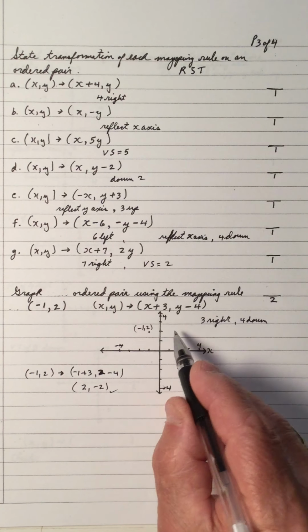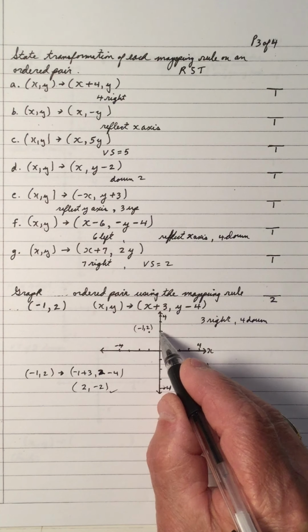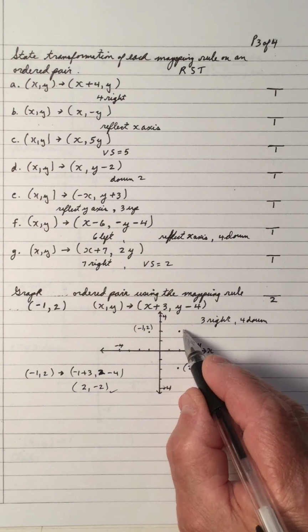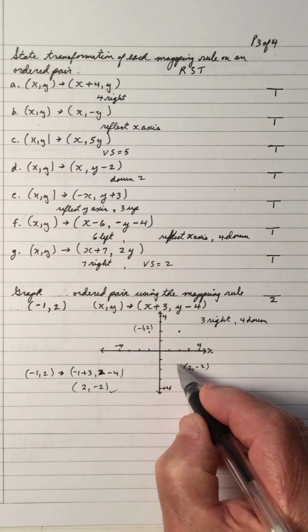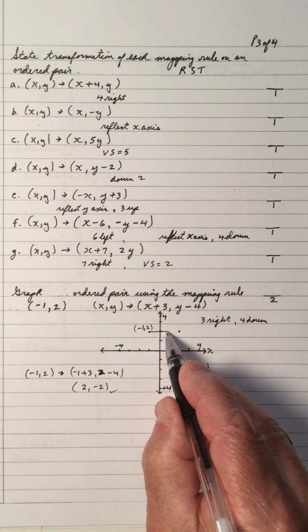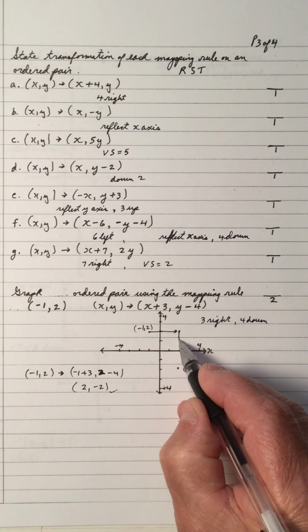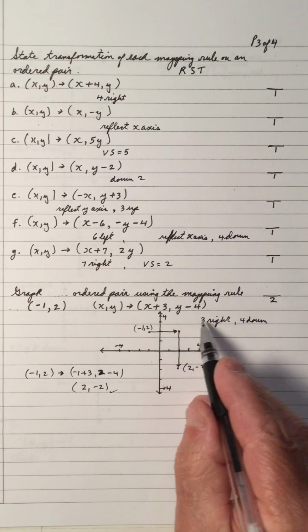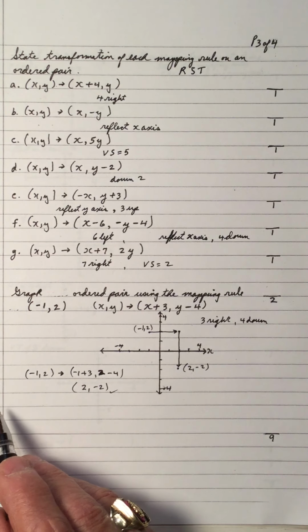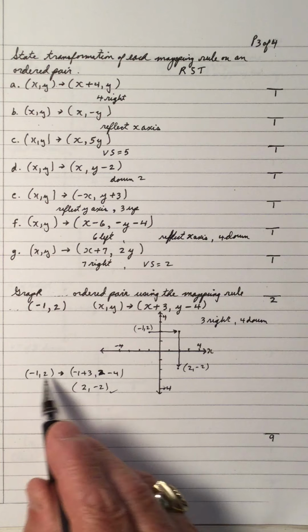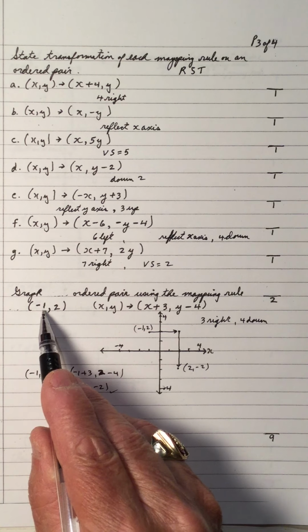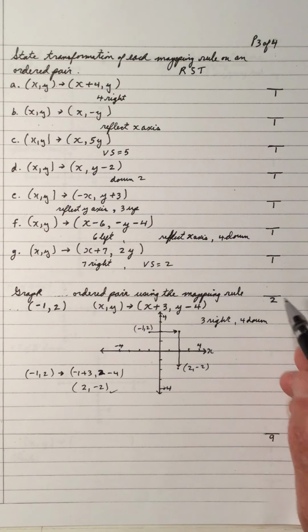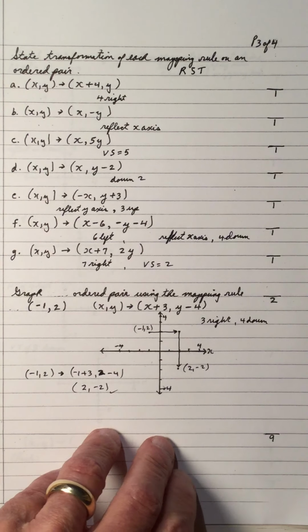So if you take this point and go 3 right, 1, 2, 3, you go there. And then you go 4 down, 1, 2, 3, 4. So if you go this way, and then this, you get to that point, if you obey this direction. Or you can plug in. The easiest way is to plug the x and the y into this mapping rule and work it out to be 2, negative 2, 2 points, total of 9 altogether.